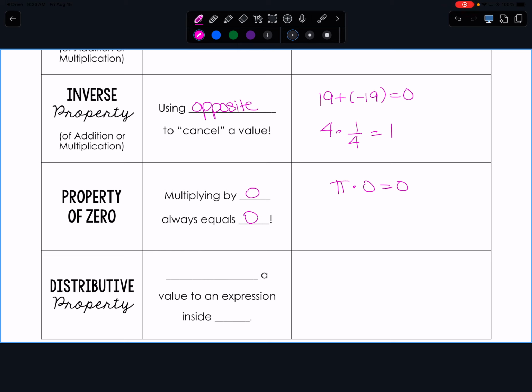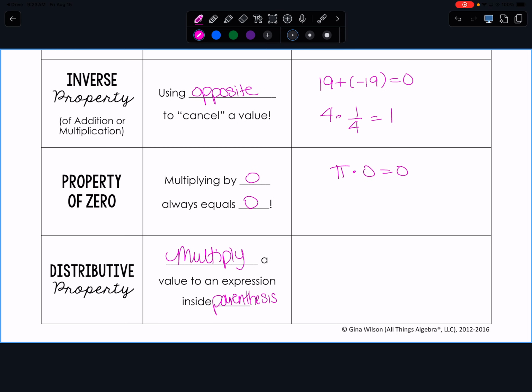All right, so we multiply a value to an expression inside the parentheses. You could just do the parentheses symbol. It makes me feel better inside to write out the word parentheses. So 2 times x plus 7 is equal to 2x plus 14. That should be the property.